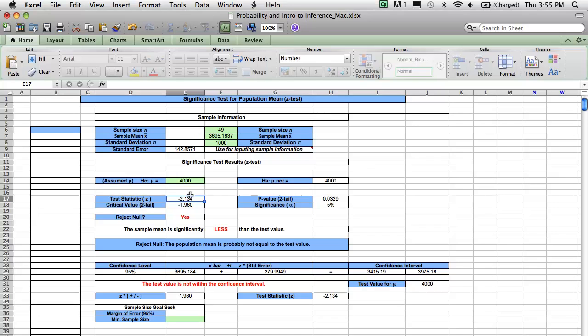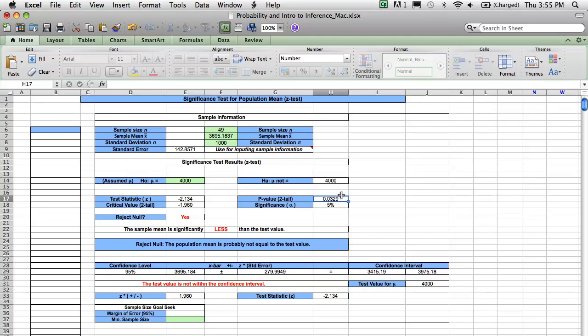Our sample mean is significantly less than 4,000. So we would conclude that men in the market do not spend on average 4,000. And further, we could see that they spend significantly less. The p-value, of course, will get us to the same conclusion. When the p-value is less than alpha, we reject the null. Here our p-value of 0.0329 leads us to the same conclusion, rejecting the null.